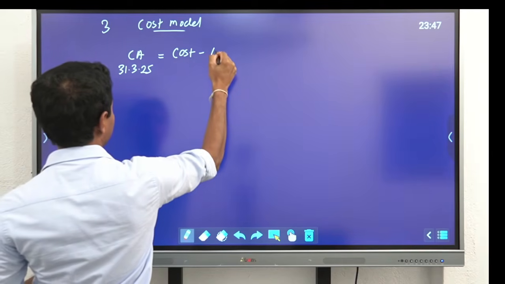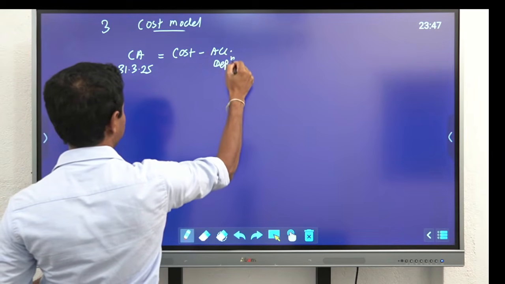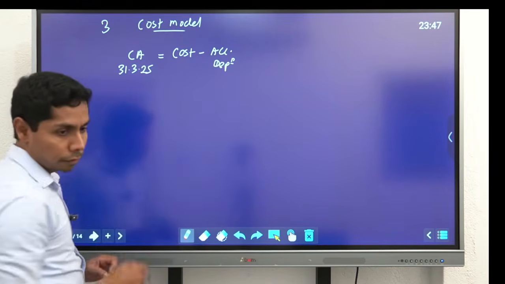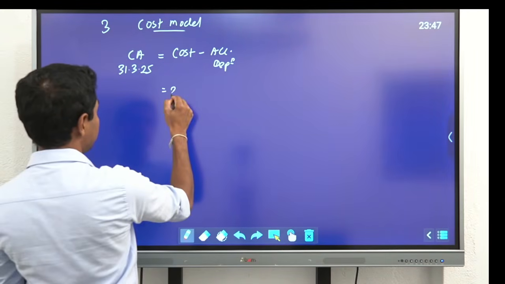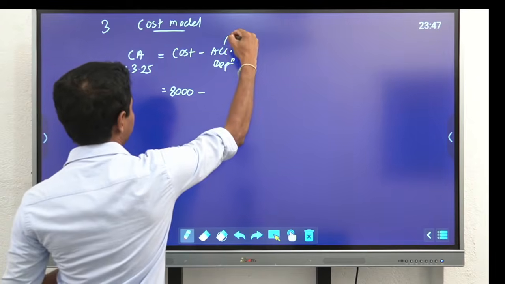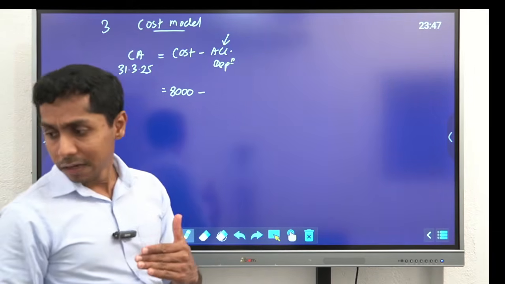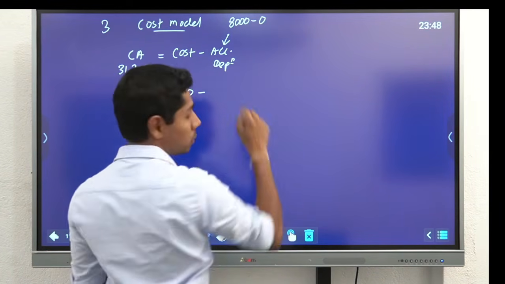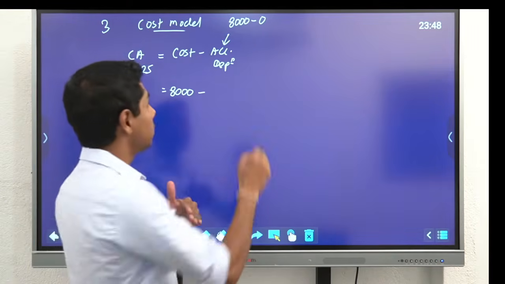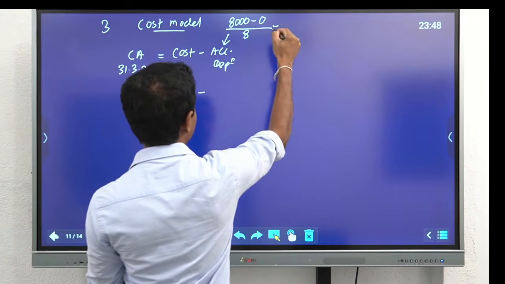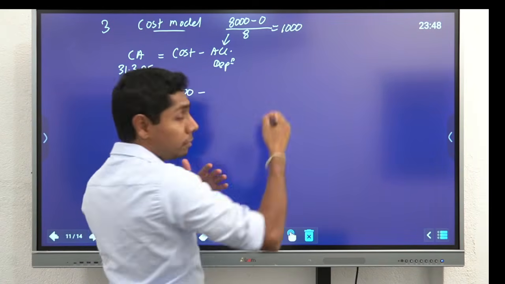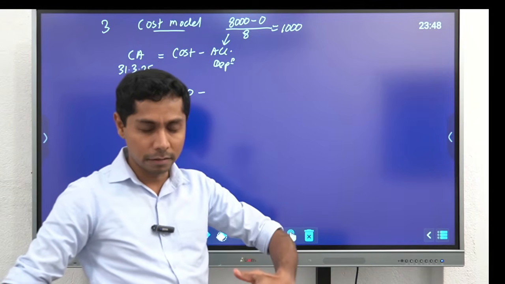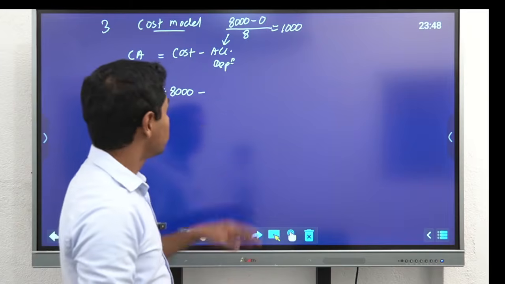Cost less accumulated depreciation. Cost of the asset is 8 million, in thousands, 8,000. Accumulated depreciation: the cost of this plant is 8 million and we are not given the residual value. Let's assume it is 0, right? And the useful life is 8 years. So divide by 8, annual depreciation is 1000. Now it is systematic because each year we depreciate 1000, right? Systematic value reduction, okay? So that into how many years?